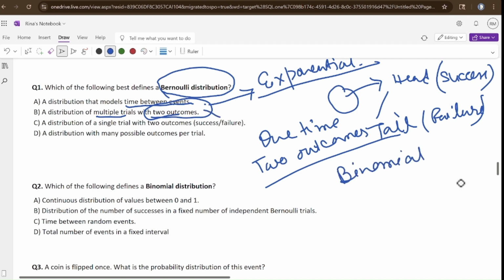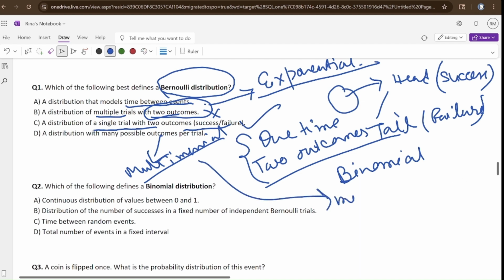Okay, so this is also not correct. A distribution of a single trial with two outcomes. That's what we have discussed. Single trial, two outcomes. A distribution with many possible outcomes per trial. This means multinomial distribution. That means here trial is also multiple times and the outcomes are also multiple types.